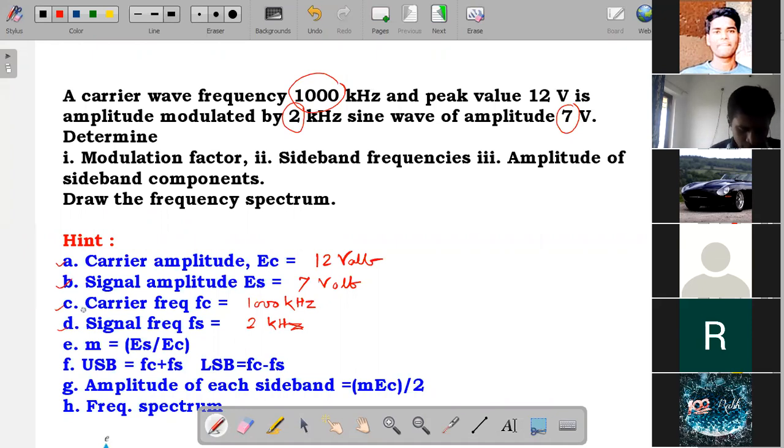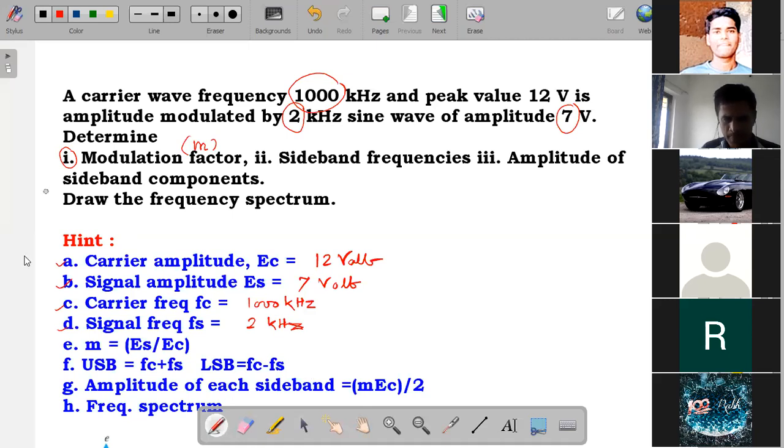Now, first we will find modulation factor. And dear student, modulation factor is denoted by small m. Okay, and small m, we can write small m equal to Es by Ec. And dear student, we have Es. What is the value of Es? 7. What is the value of Ec? 12. And therefore, dividing 7 by 12, we can find small m, that is modulation factor. I will shift this in upper side.